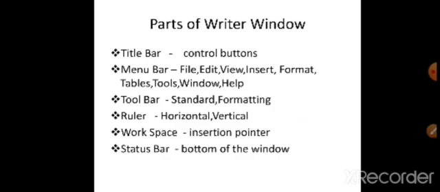And in the right corner of the title bar, there are three buttons: minimize, maximize or restore, and close control buttons. These three are called control buttons. So what is the minimize button? What is the use of the minimize button?